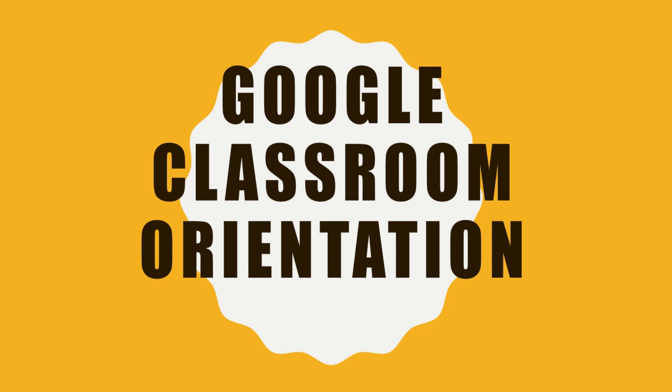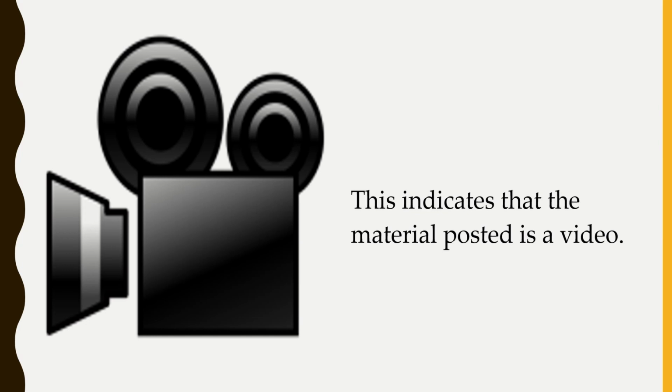Aside from the 3 main components of the Google Classroom, you also need to be familiar with the type of materials your teacher will be posting. You need to pay attention to the icons or emojis placed before the title of the material being posted. Here are the icons. An icon like this indicates that the material posted is a video.